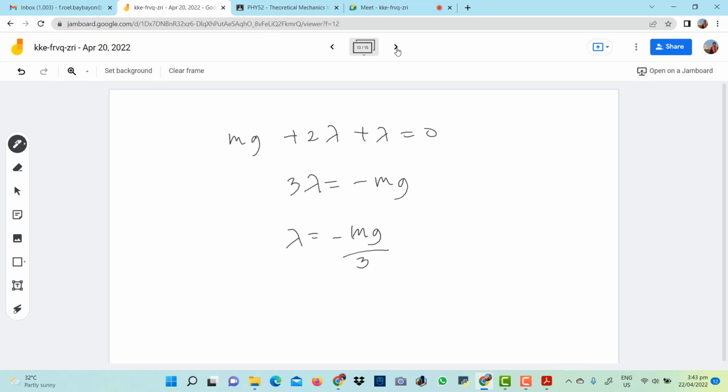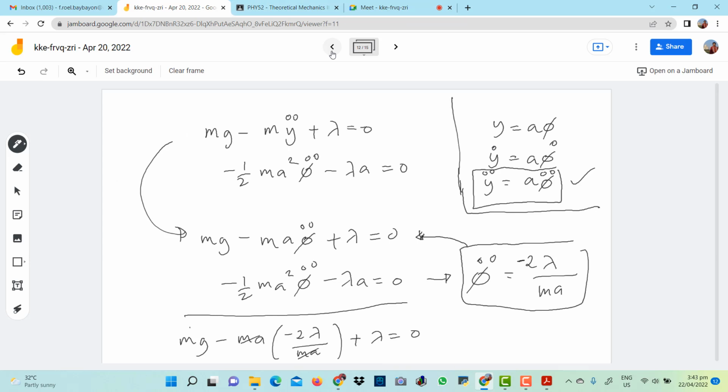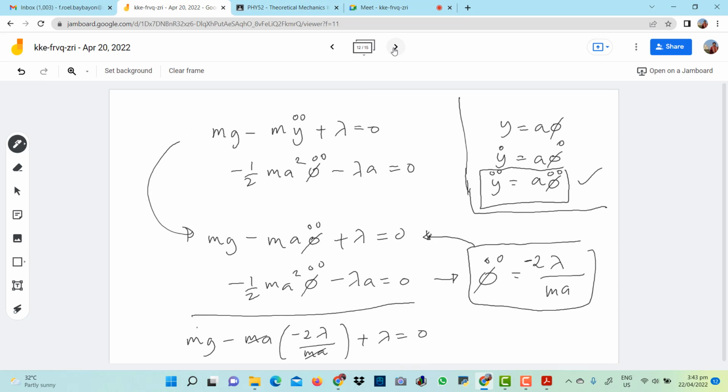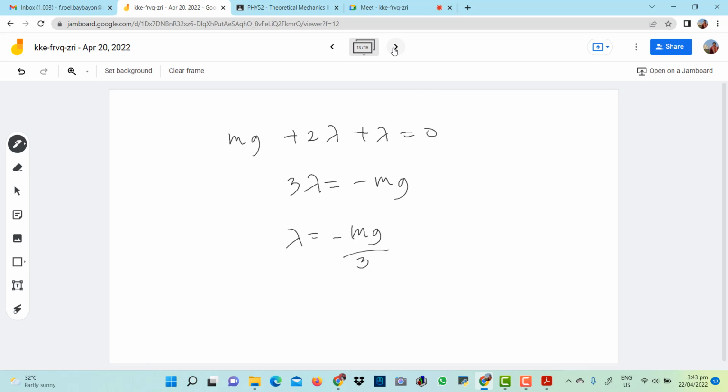of the m g. Negative? It's negative, right. So the lambda is negative m g over 3. So this is the Lagrange multiplier. Take note, one of the goals is to solve for the Lagrange multiplier. So again, if I have two equations of constraints, then I have two Lagrange multipliers.